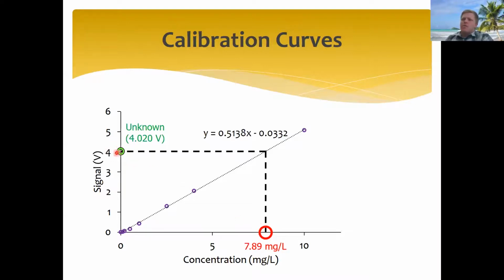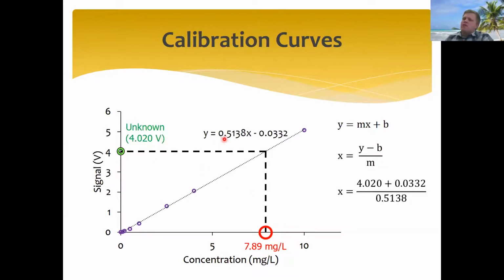So here we measured our y value. So we take our equation here for y equals mx plus b. We have the y value. From our best fit curve here, we have our slope and our intercept. We need to solve for x. So if we solve for x, that's going to be equal to our y value minus our intercept divided by our slope. So then we can just plug in these values here into that equation. And we solve that, and we get an x value of 7.89.